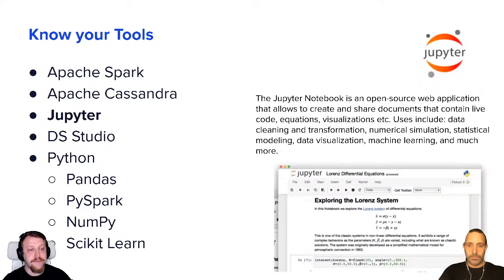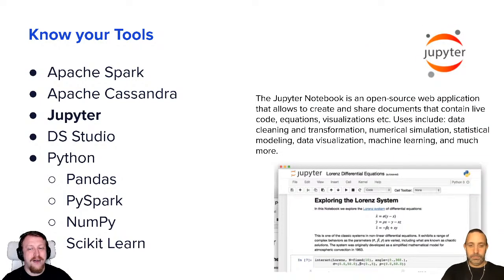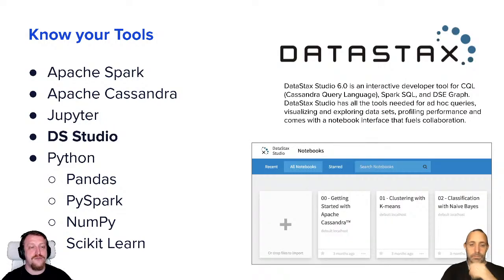Then, Jupyter and DataStax Studio. In the simple explanation, Jupyter we will use today as a web interface to Apache Spark, and DataStax Studio we will use as a web interface to Apache Cassandra. It's a little bit more complex than that, but doesn't matter right now. DS Studio and Jupyter we will use today just as web interfaces.